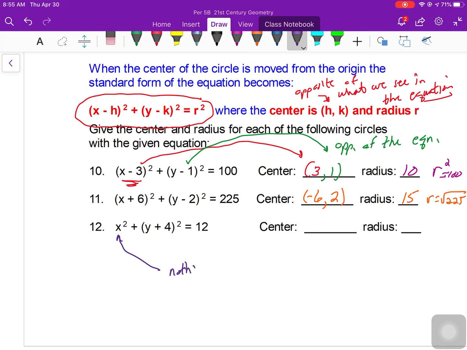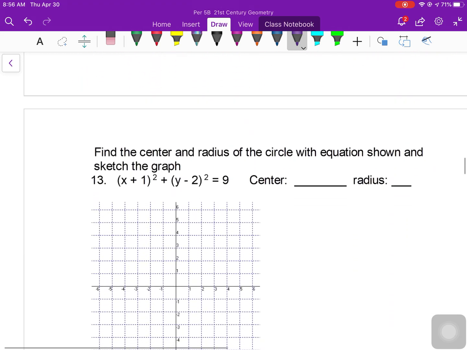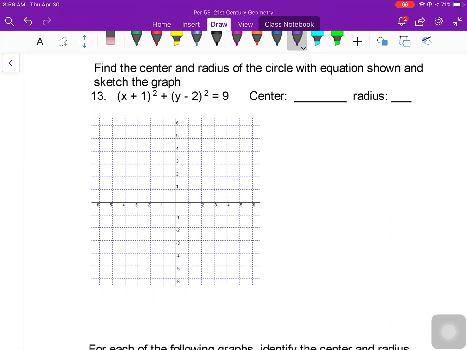Now the next one sometimes can be a little bit tricky for students. There's nothing with the x. So in our center, that means we're going to have a 0 there. And then the opposite of what's with the y would be negative 4. And then for the radius, we need the square root of 12. Well, this one we'd have to break down 4 times 3. 4 breaks down into 2 times 2. Since we have 2 2's, we can take out a 2. One of the things you'll be required to be able to do is to pick out the center and the radius when you're given the equation.